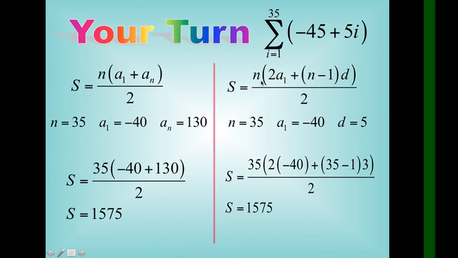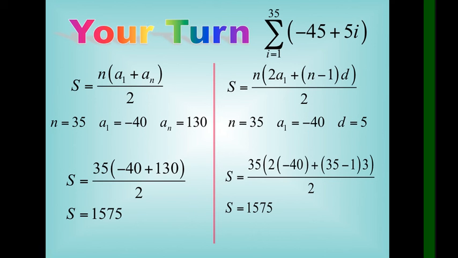Now, how about if we will use this given? Okay, suppose that we don't know the last term. So we have n, which is 35. Okay, and then we have 2, and then a sub 1, which is negative 40 plus n minus 1, and then that's 35 minus 1. Our n is 35. And then the difference, what is the difference? We have 3 for the difference.